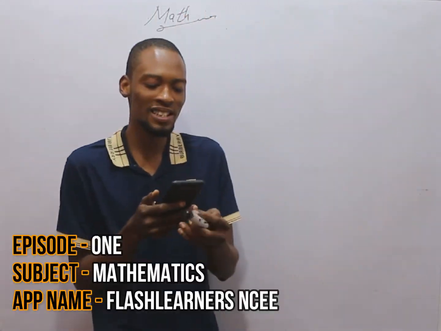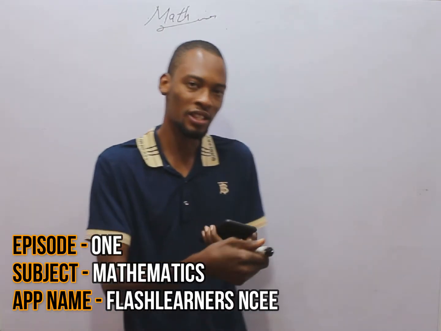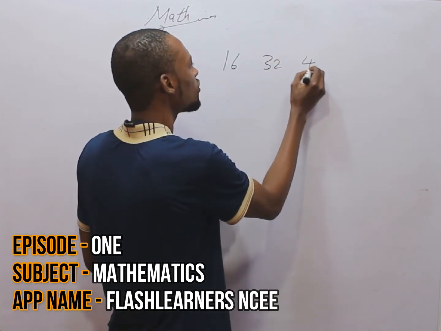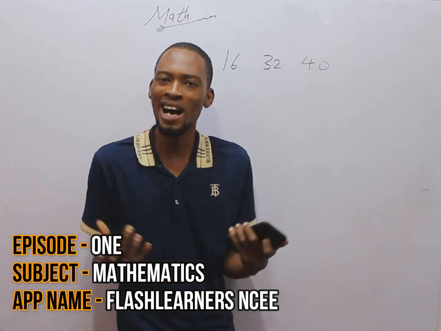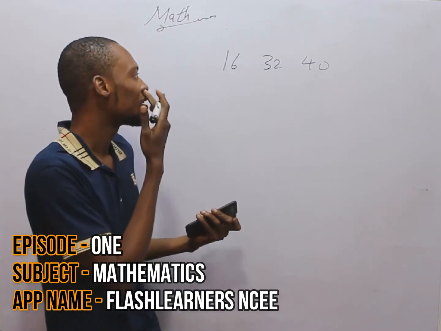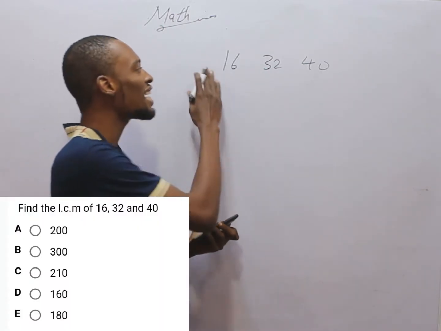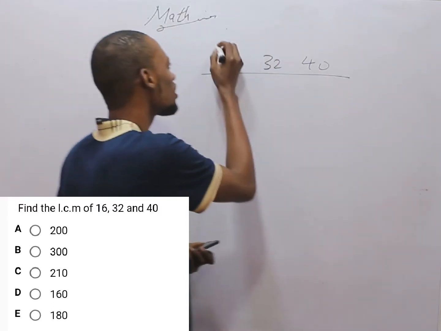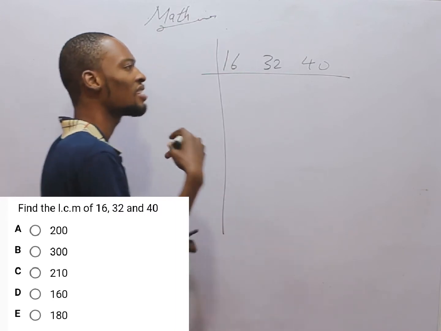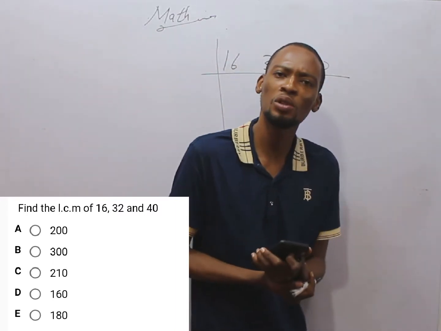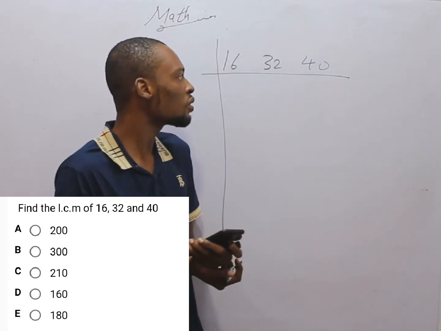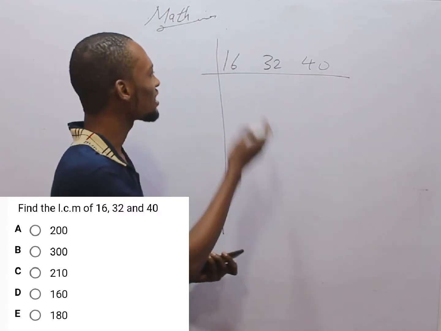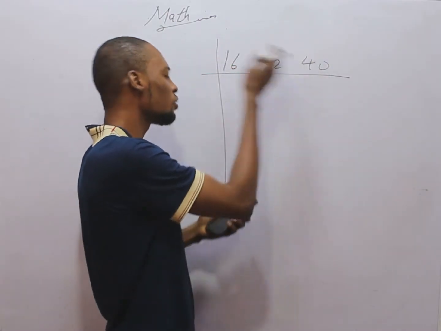Find the LCM of 16, 32 and 40. When you are asked to look for the LCM of 2 or 3 numbers, write the numbers side by side just like this. Draw a line this way and draw a straight line. Start dividing with a low number that can divide at least one of them. Start from 2. You look at 16, you look at 32, and you look at 40.